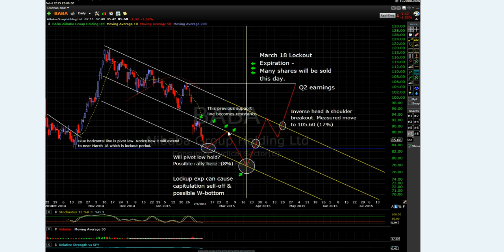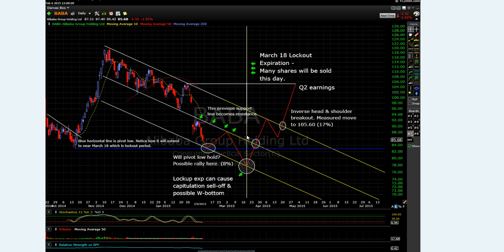Of course I expected it to fail. The reason I expected it to fail was we had a March 18th lockout expiration here. This has been a recent IPO. So when there's a lockout expiration, the people who were prevented from selling, if they have any smarts, would at least sell some of their shares and turn their paper profits into real money, hard cash. I had no idea how many shares would be sold this day, but in general, it would be a lot of shares when lockup expires.